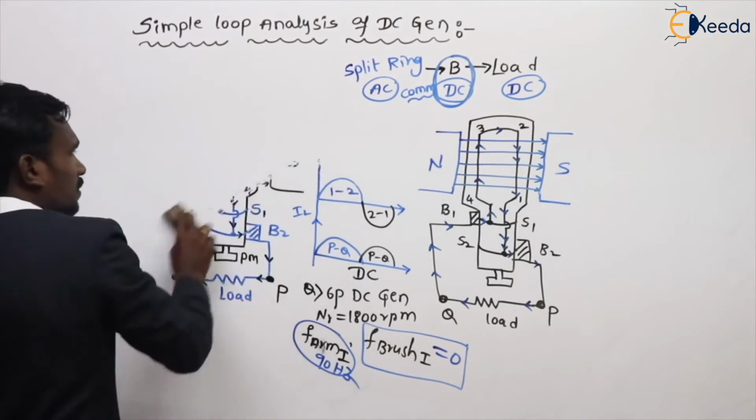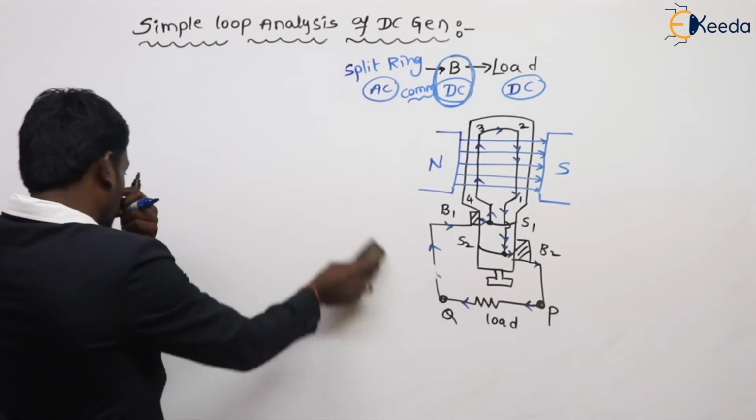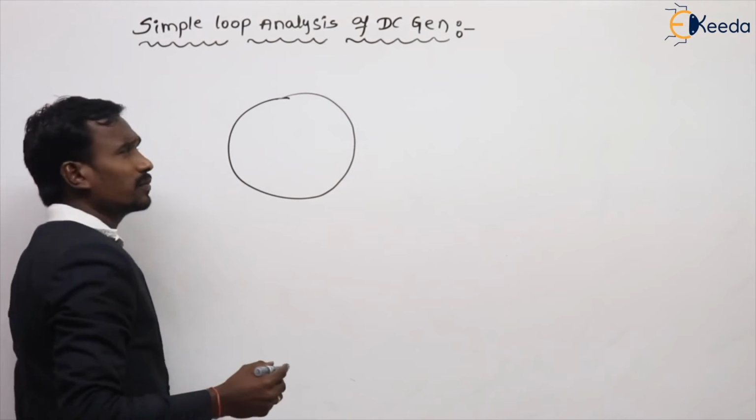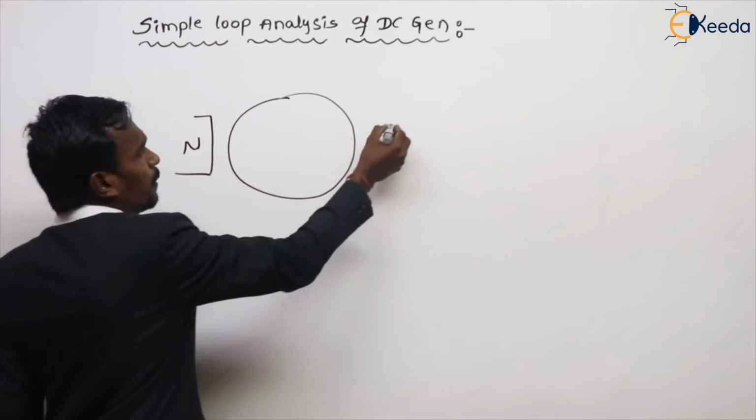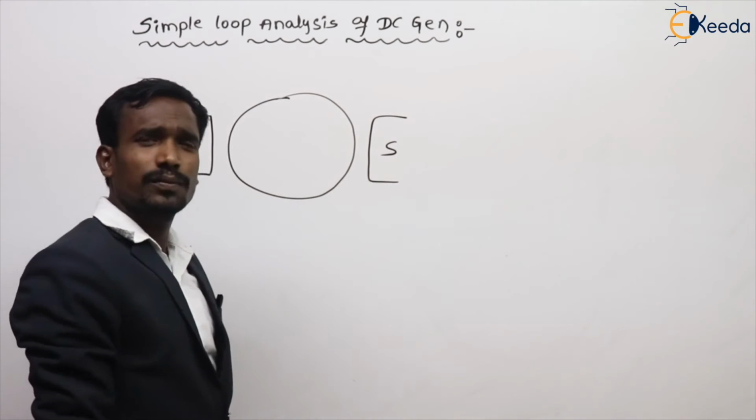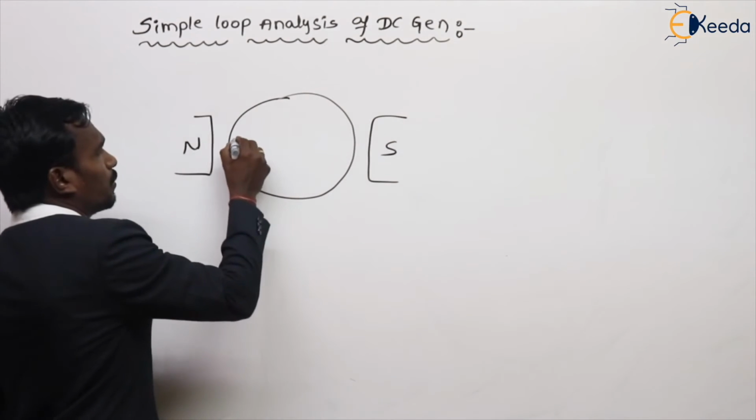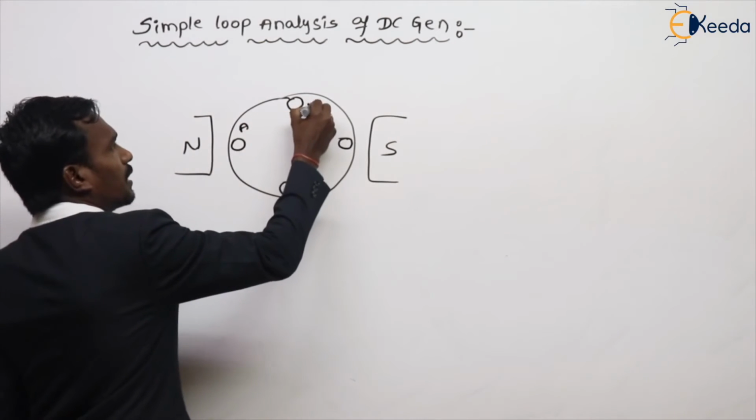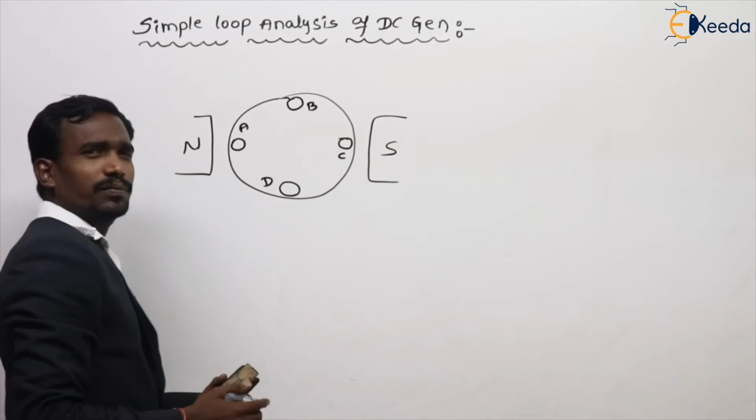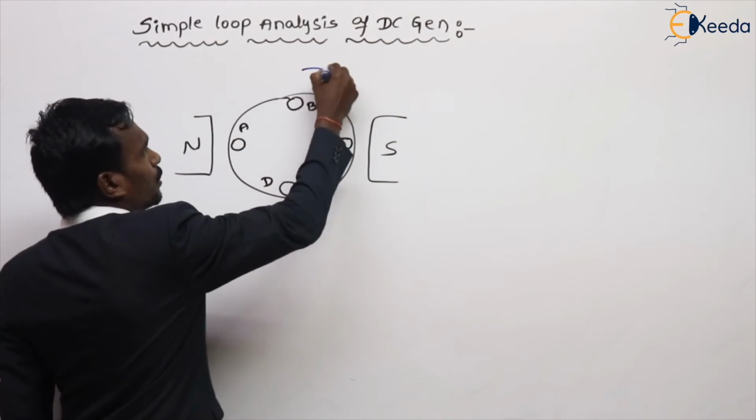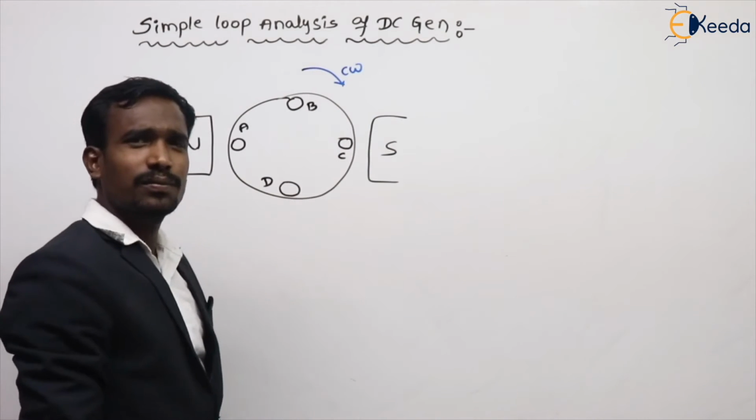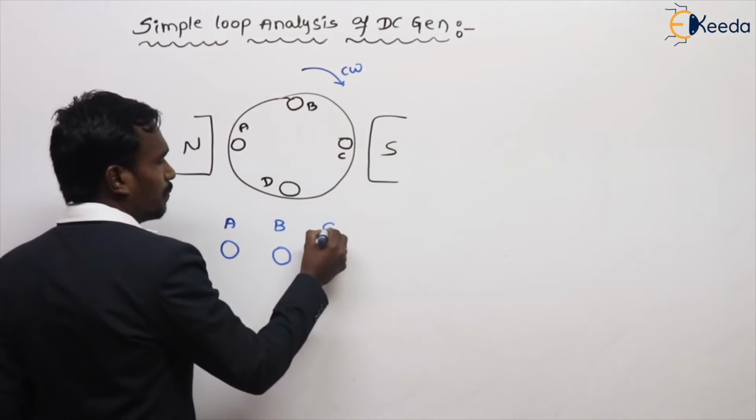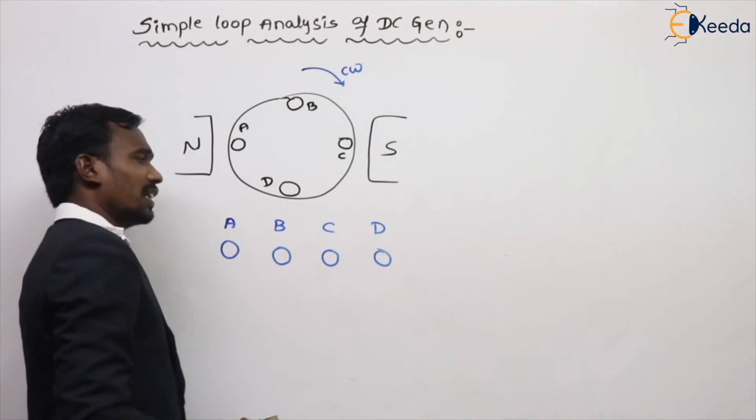See here how they will ask you questions. Listen carefully. For example, this is my DC generator, and here is the north pole, and this is the south pole. Right? So here one conductor, here one conductor, here one conductor, here one conductor: conductor A, conductor B, conductor C and conductor D. My armature is rotating in clockwise direction. They given it like this. Then find what is the EMF induced in conductor A, conductor B, conductor C, and conductor D.